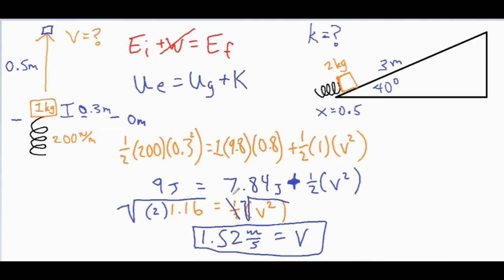So I subtracted 7.84 from the 9 to get 1.16, multiplied both sides by 2 to get rid of that 1/2, and then square rooted both sides, got a final velocity of 1.52 meters per second.